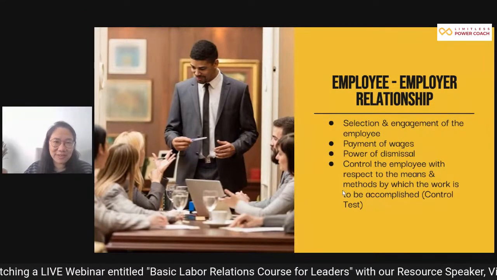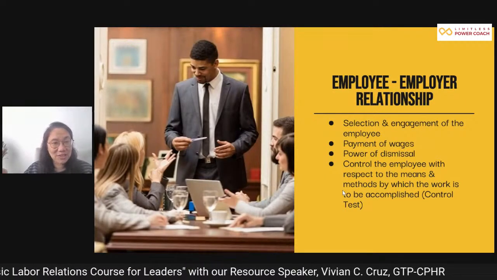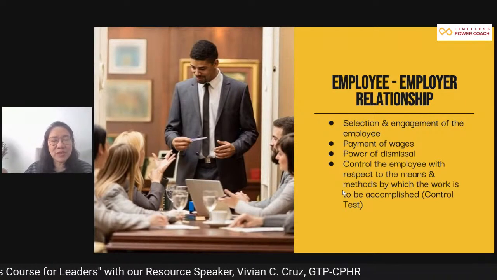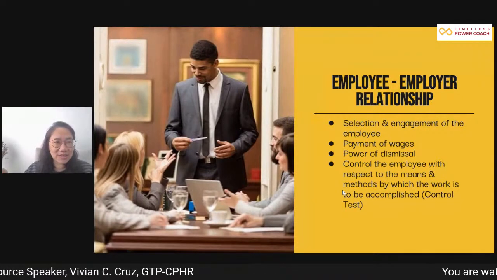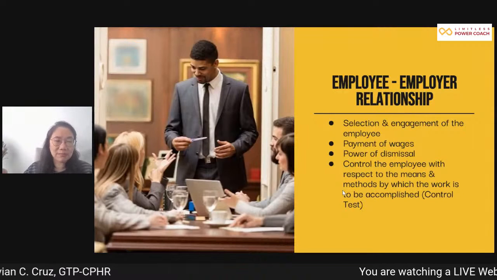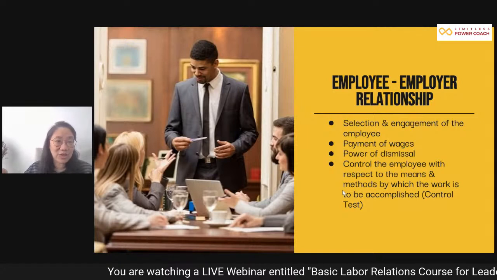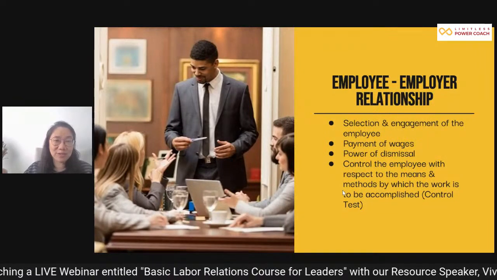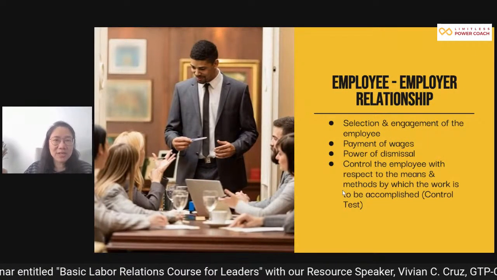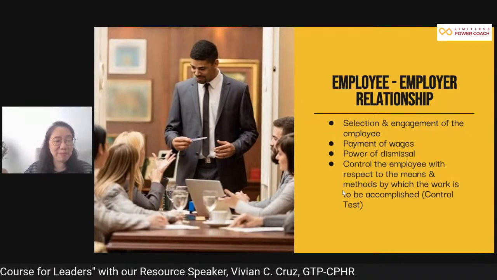So, for example, there are a lot of instances wherein you hire a manpower agency, or you request a manpower agency or a supplier of labor to provide you with employees, and you're the one responsible for selecting who would be hired by the said contractor. So therefore, that employee is your employee because you are the one selecting them. Of course, if you're also the one responsible for paying the wages.